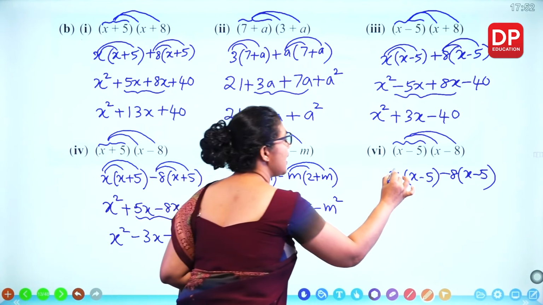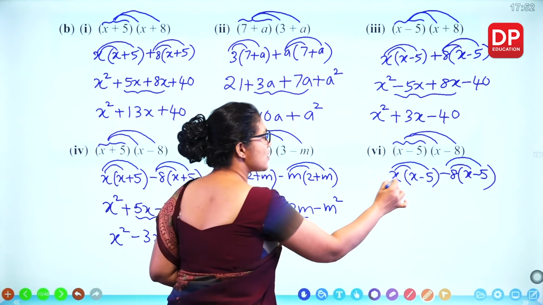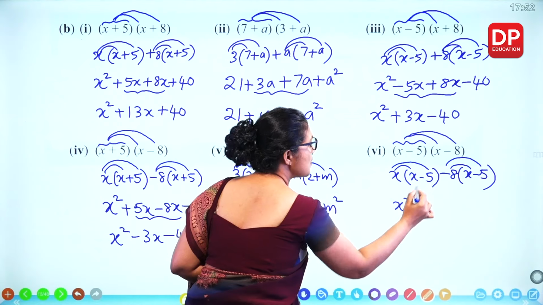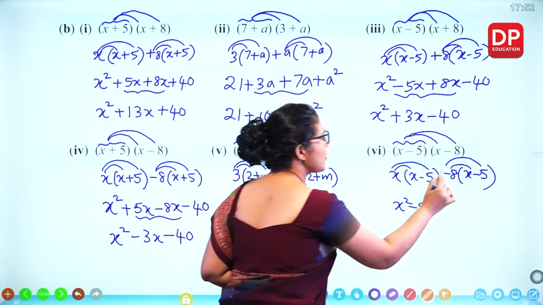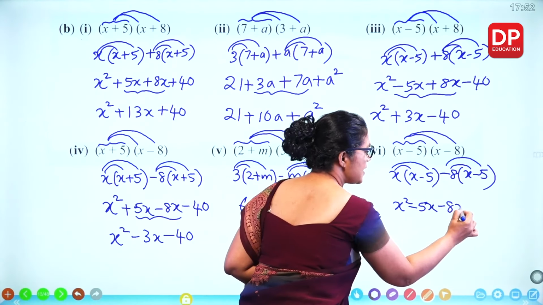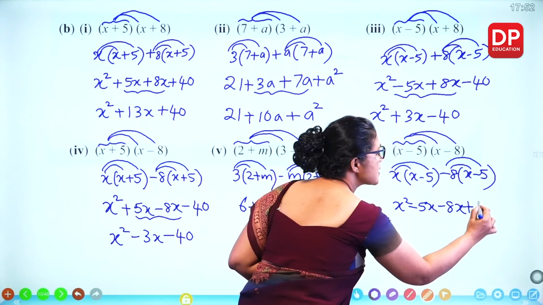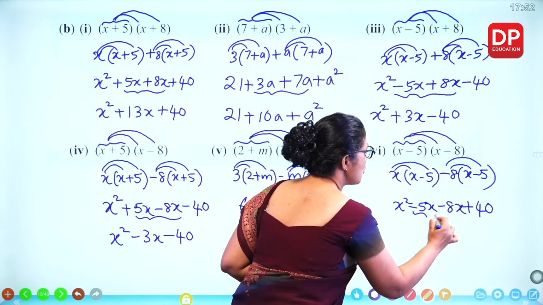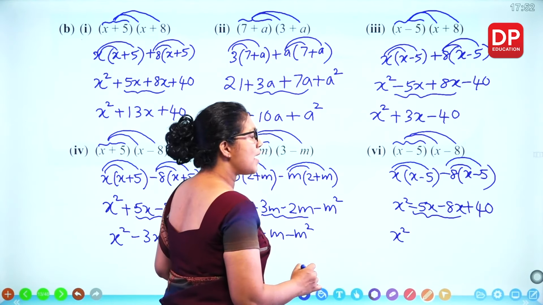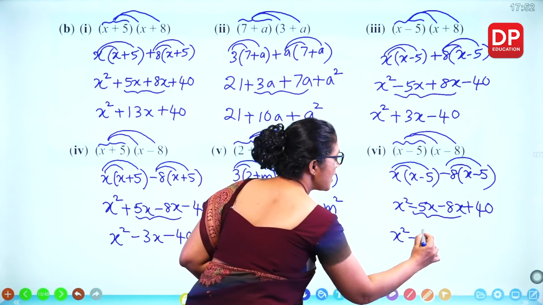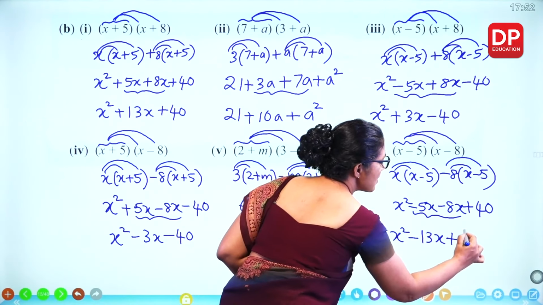Now, again, multiply these two together. X with x, x squared. X with minus 5, minus 5x. Minus 8 with x, minus 8x. Minus 8 into minus 5 becomes plus 40. So what you get here? You get x squared minus 5 minus 8. You get minus 13x plus 40.